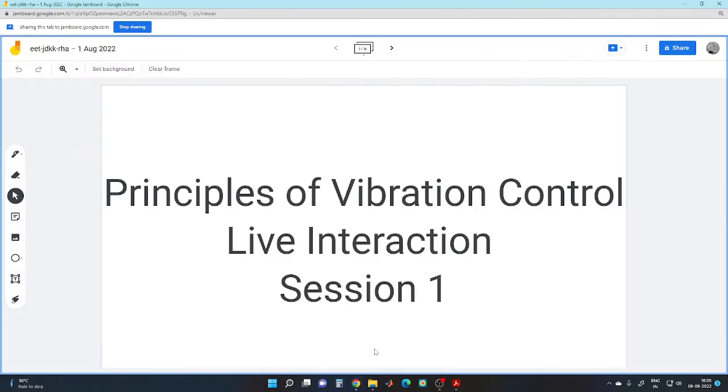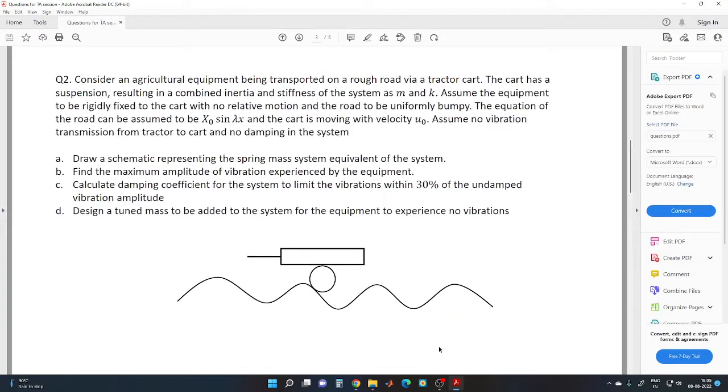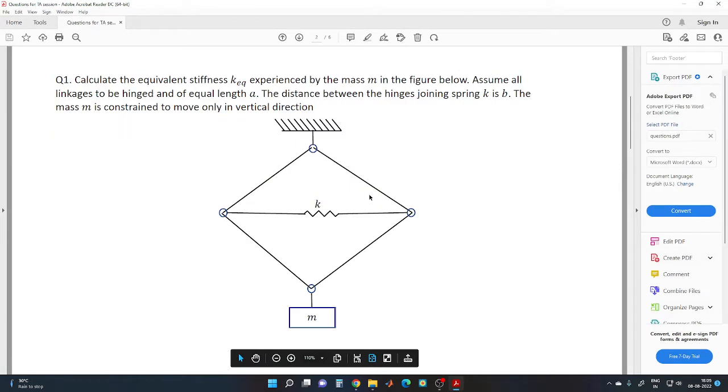So it is 6:05 now, and we'll start with the session. This is the second live interaction session. In the first live interaction session, what we actually discussed was a set of questions. Like the first question was, am I audible?